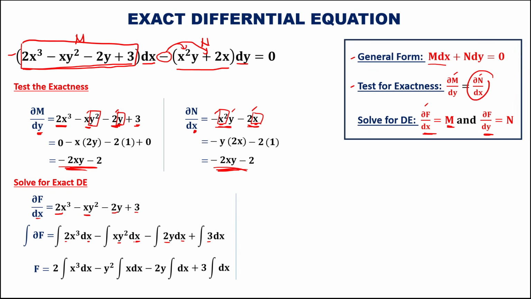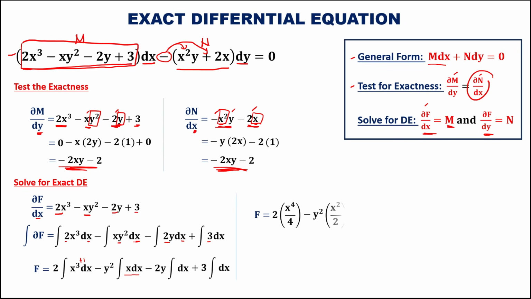So to evaluate the integral, we have f equals, bring down the constant times the integral of x^3 dx. So to find the integral, plus 1 for the exponent. So this is x^4 over 4. Then minus y^2 times the integral of x dx, again plus 1 for the exponent.